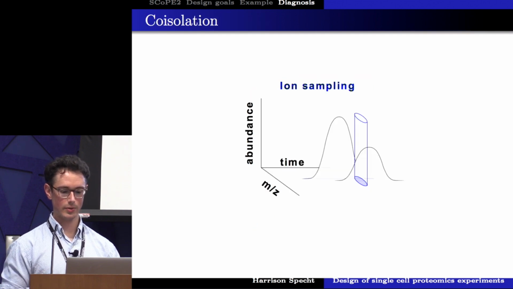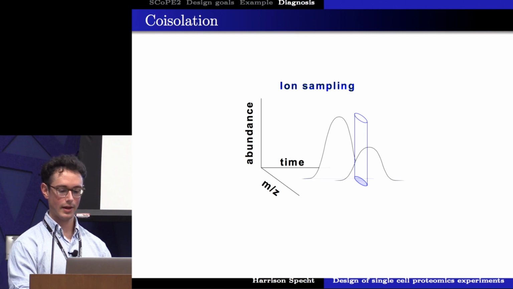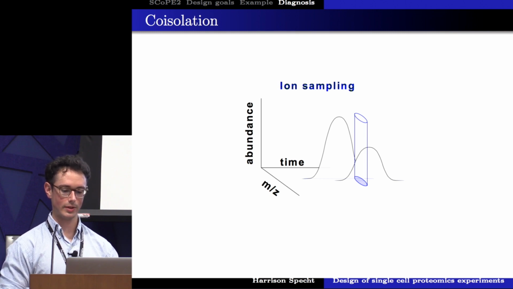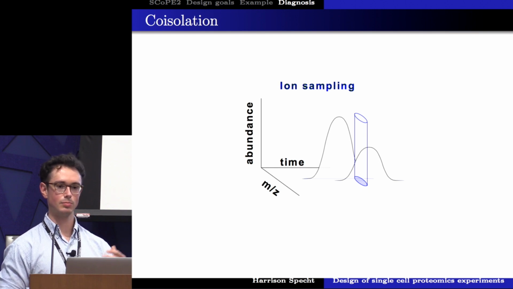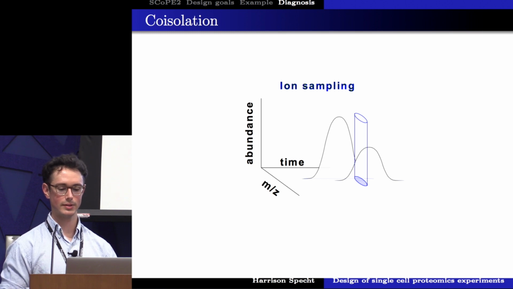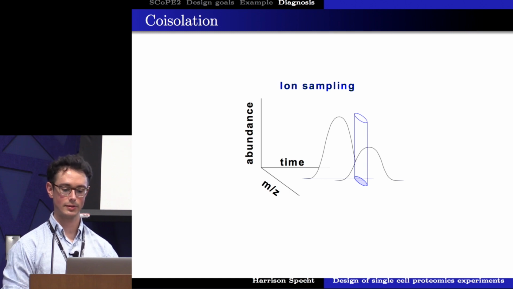So another issue that we can talk about is coisolation. Coisolation happens when we sample more than one peptide at a time. Often this happens when we sample signal that corresponds mostly to one peptide, and then a little bit of the signal from a different peptide is included in that measurement. That's because the mass spec is not infinitely precise.